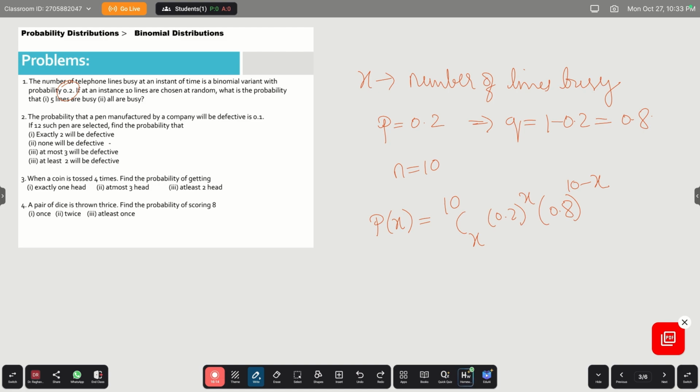And 2 problems are there. In first problem, 5 lines are busy. So you can put x equal to 5 and calculate this. And in the second question, all lines are busy. All lines, all 10 out of 10. So I can put x equal to 10 and calculate.